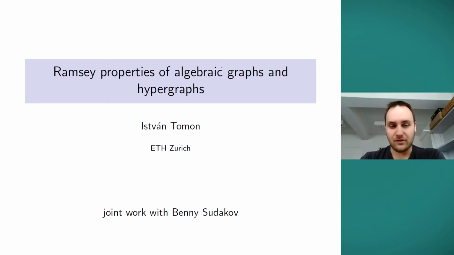So yes, I will talk about certain Ramsey type properties of graphs and hypergraphs that can be defined in an algebraic way, and everything I talk about is joint work with Benny Sudakov. So as you probably know, whenever we talk about Ramsey theory and Ramsey type properties, we talk about the question that given a graph on n vertices, how large of a clique or an independent set can we find in this graph?